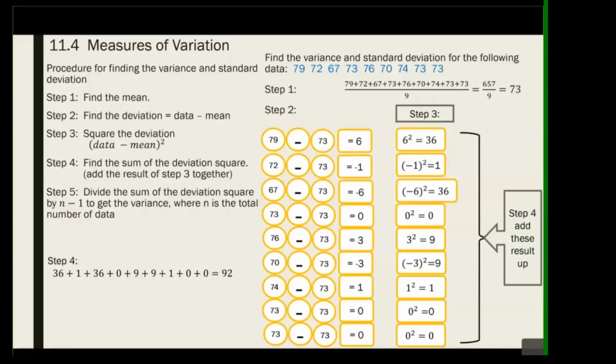Once you have this, step 5: you need to take the 92 divided by n minus 1. What is n? N is your total number of data, which in this case is 9. So 9 minus 1 gives me 8, and 92 divided by 8 gives me 11.5. This is your variance. If they ask you for the variance, this is where you stop. This is what you give them, 11.5.